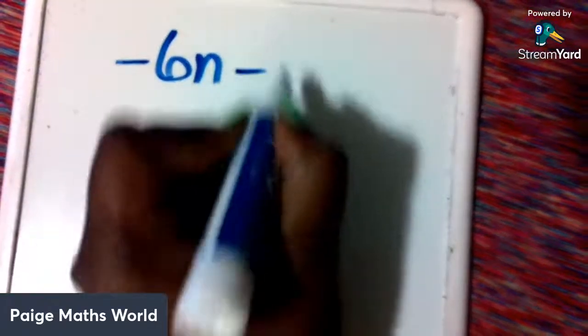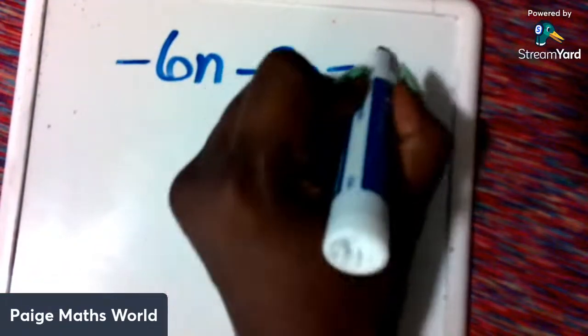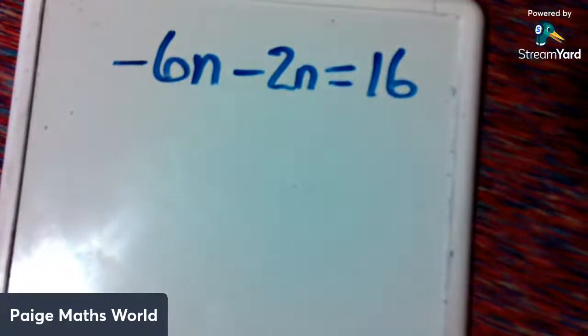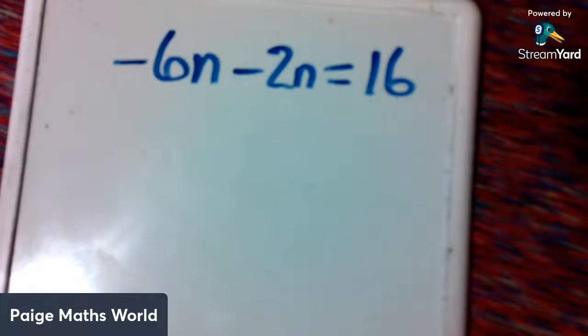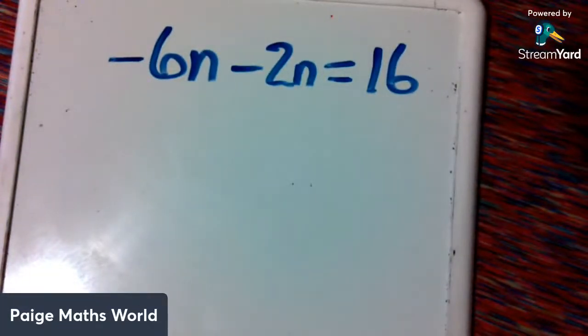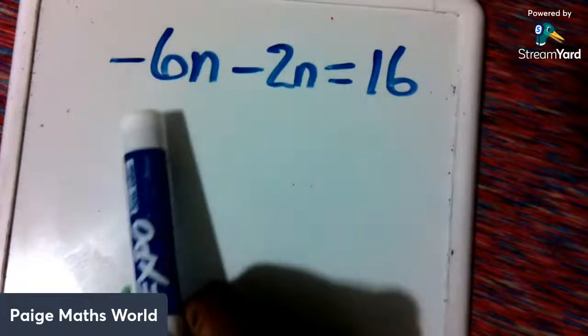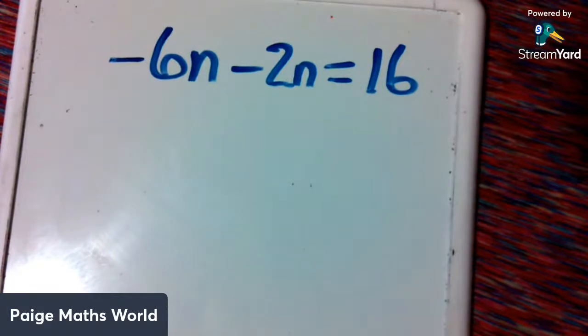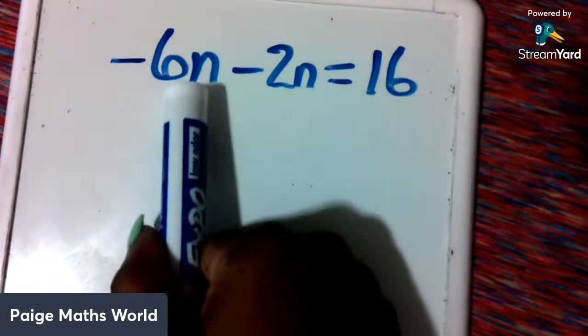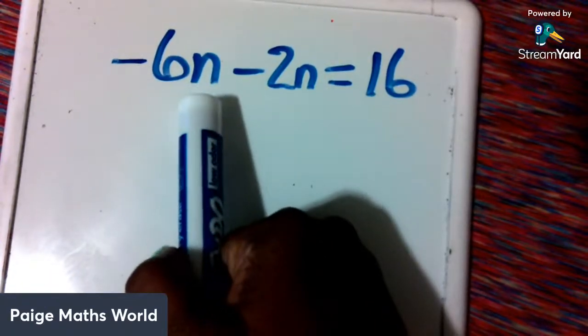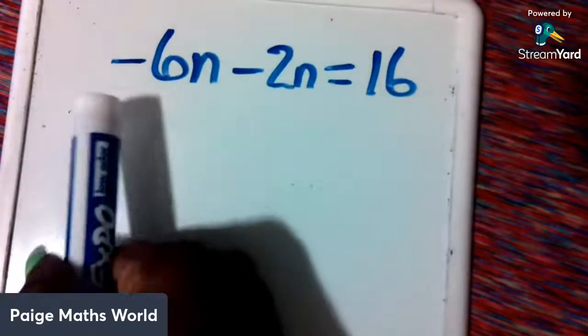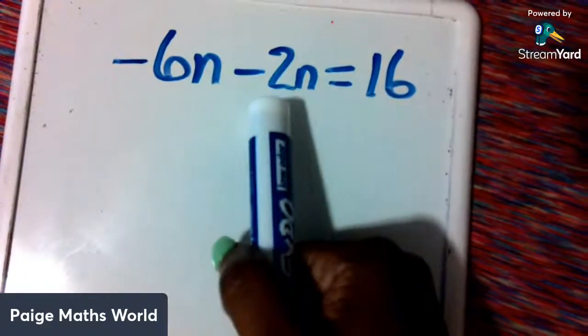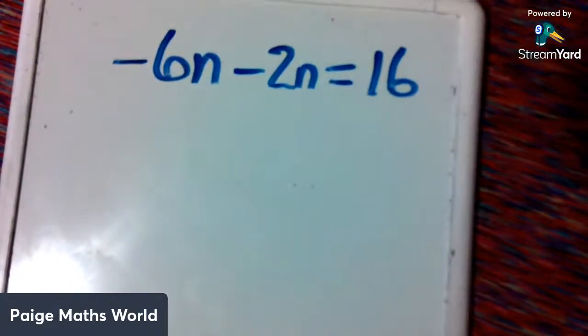So here we go. We have negative 6n, and we have negative 2n, and that's equal to 16. Now, what do we do here? Think about it. Negative 6n, negative 2n. Remember, when you see a minus sign in front of something in an equation, it simply means you're owing, right? So you're owing $6. So let me use n to represent nachos. So you owe 6 nachos, and you went back and you owe another 2 nachos. How many nachos are you now owing?